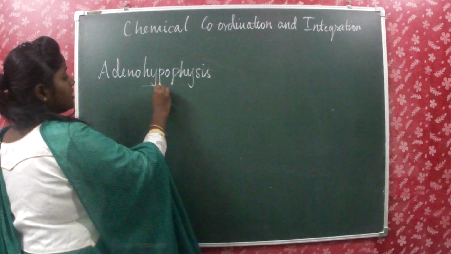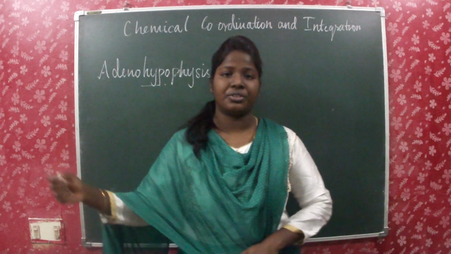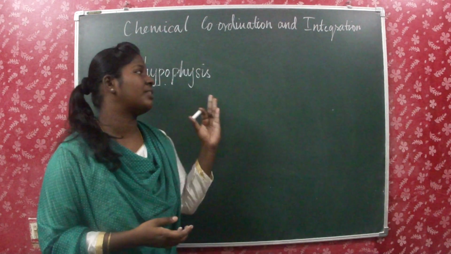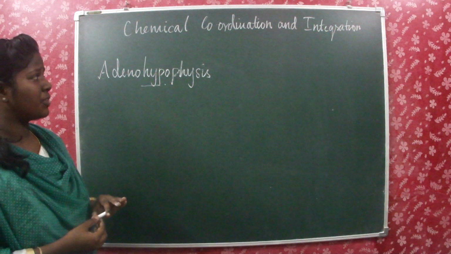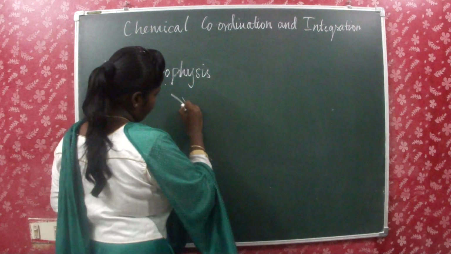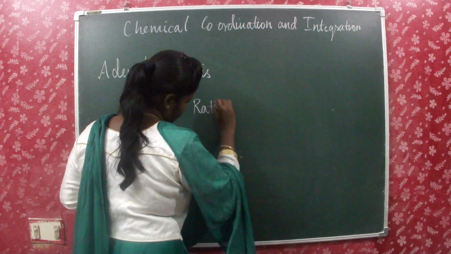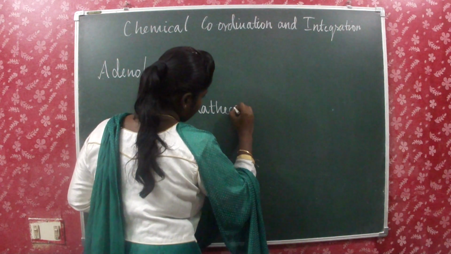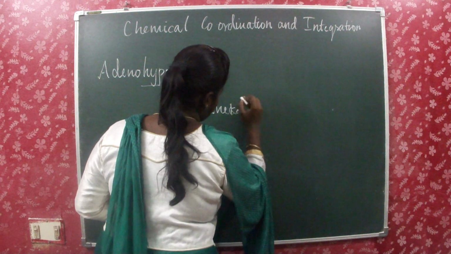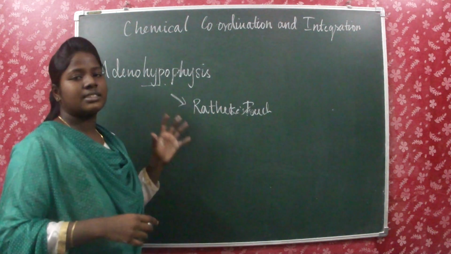From this we can understand that adenohypophysis is the anterior part of the pituitary. This adenohypophysis develops in the embryo from a structure called Rathke's pouch.